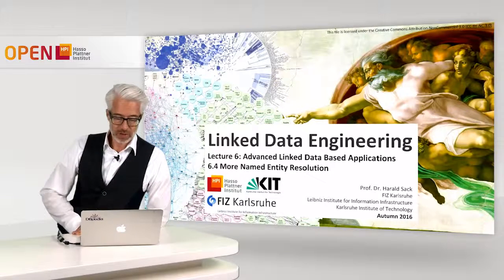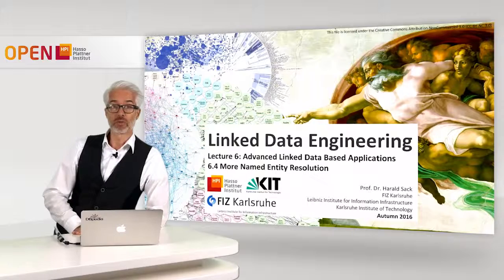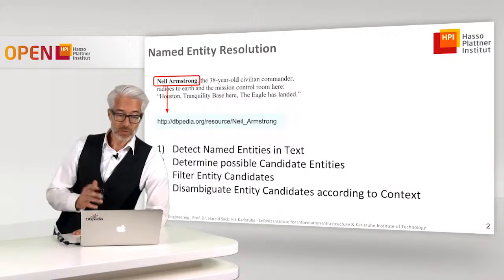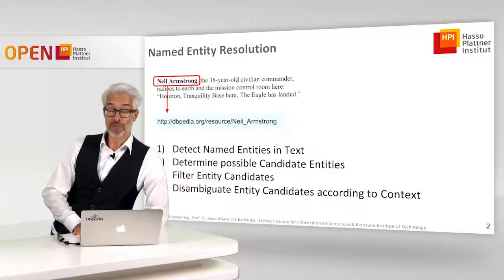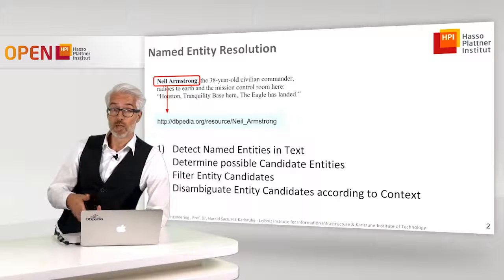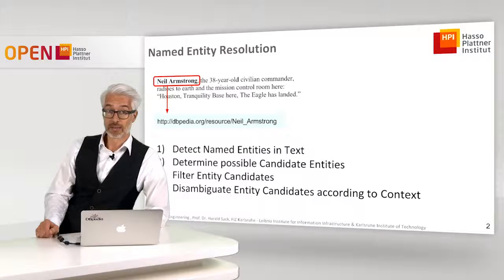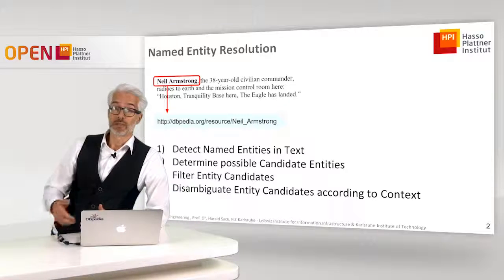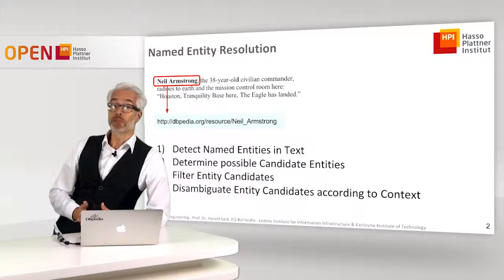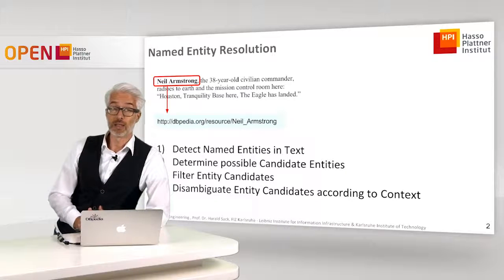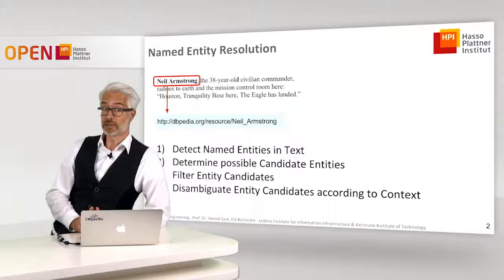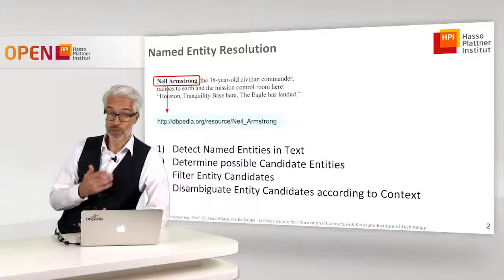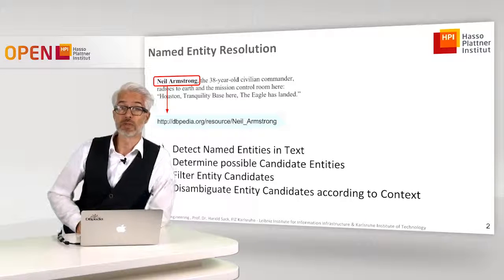In part 4 of the lecture, we want to continue with named entity resolution and give you a more detailed look at this process. So let's remember, named entity resolution was, in the end, the mapping of a character string to an entity in a knowledge base, which can, of course, be related to problems of ambiguity, which often is the case in natural language. So Neil Armstrong here, for example, should be mapped to the entity Neil Armstrong of a knowledge base. We use DBpedia as an example knowledge base.